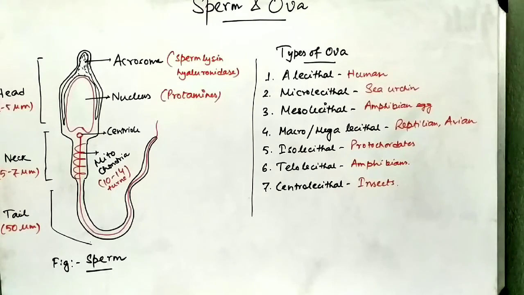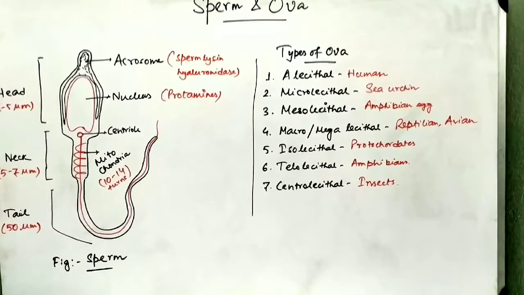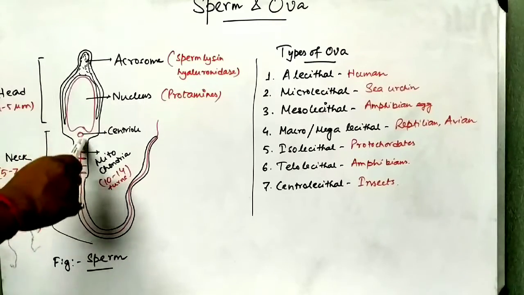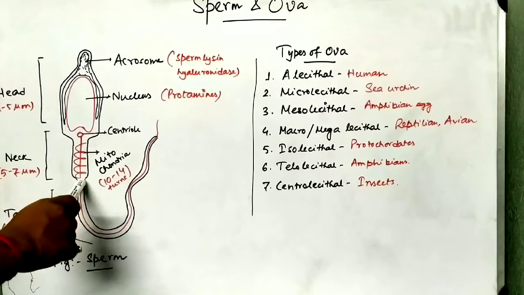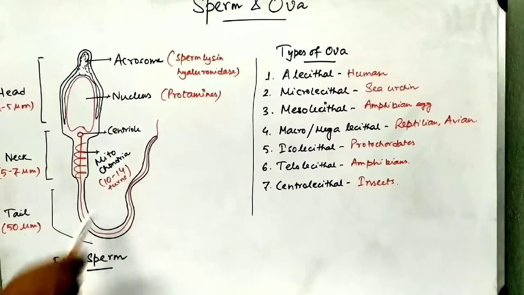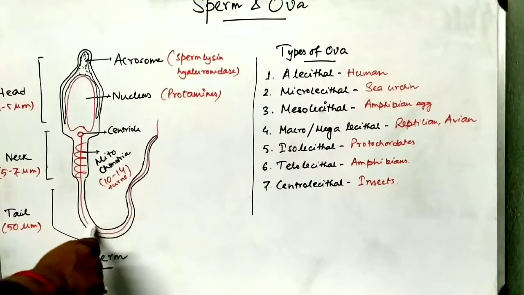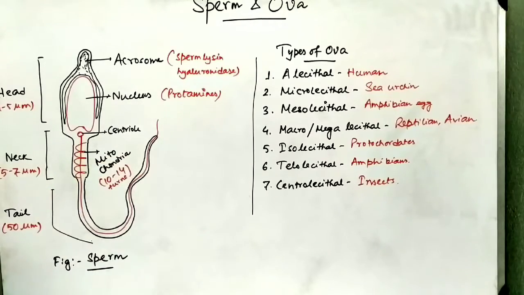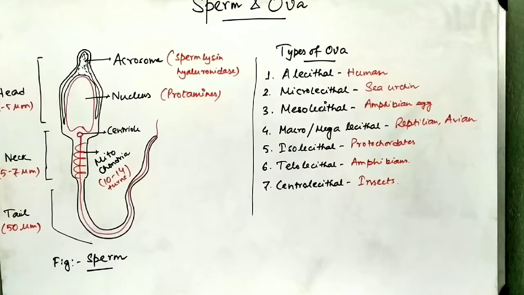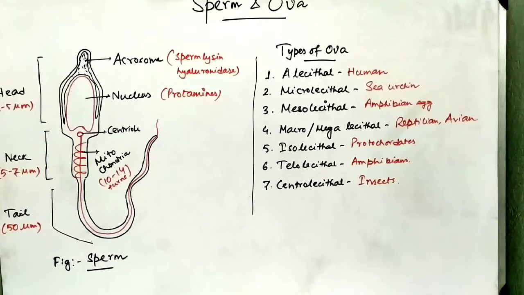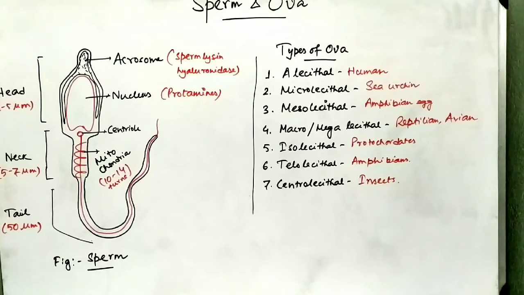The proximal centriole forms an axoneme-like structure, which will form the flagella. The flagella is covered up to near the end by the cytoplasmic sheath. So the flagella is covered by the cytoplasmic sheath, and it originates from the proximal centriole. After the centriole, the head region ends and the neck region starts.